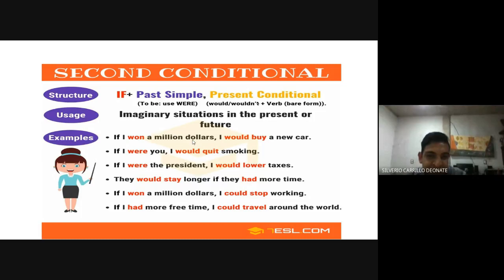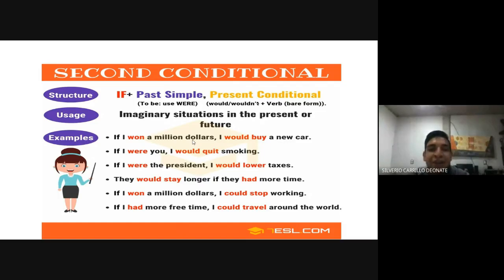If I were the president, I would lower taxes. Si fuera el presidente, bajaría los impuestos. They would stay longer if they had more time.